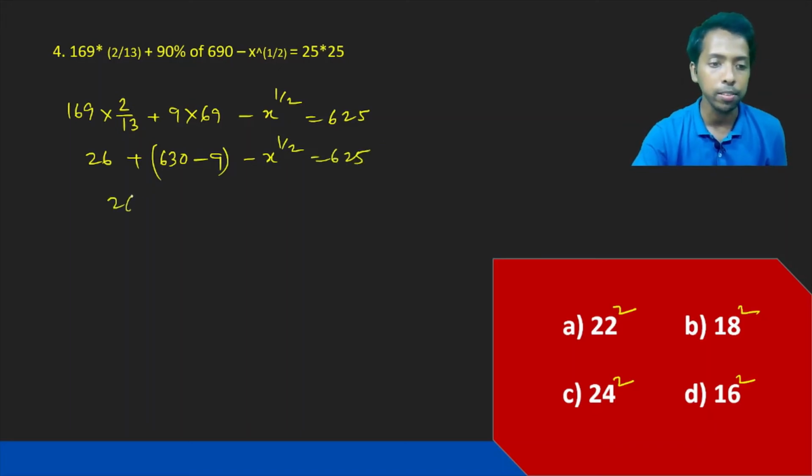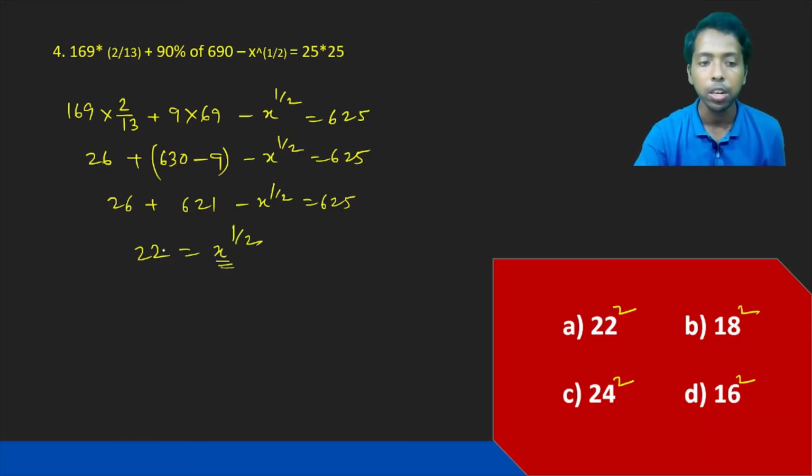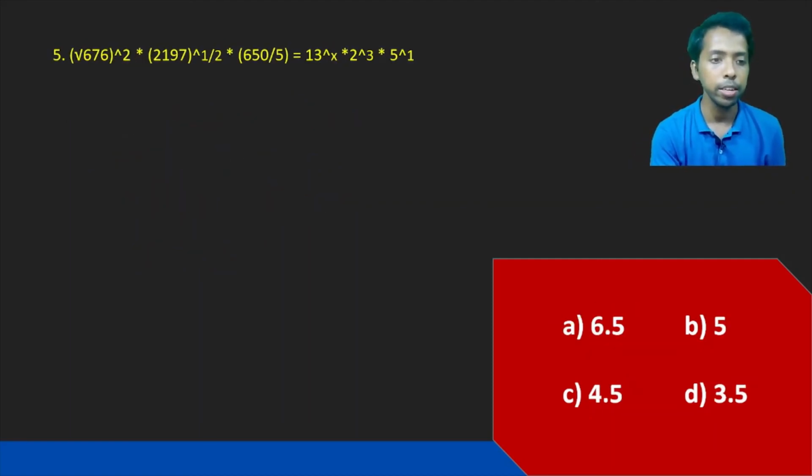Now, 26 plus 629 minus... x to the power half equals 625. So this would be 22 equals x to the power half. So, what's the value of x? Square of 22, that is 22 square. Option A. Right? Moving to the next one here.